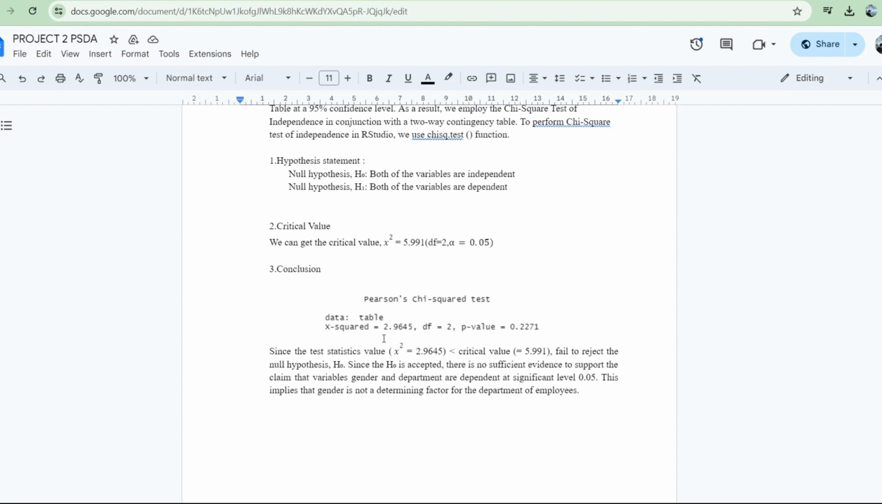In the conclusion, the chi-square value is 2.9645. Since the test statistic value 2.9645 is smaller than the critical value 5.991, we fail to reject the null hypothesis. Since the null hypothesis is accepted, there is no sufficient evidence to support the claim that the variables gender and department are dependent at significance level 0.05. This implies that gender is not a determining factor for the department of employees.